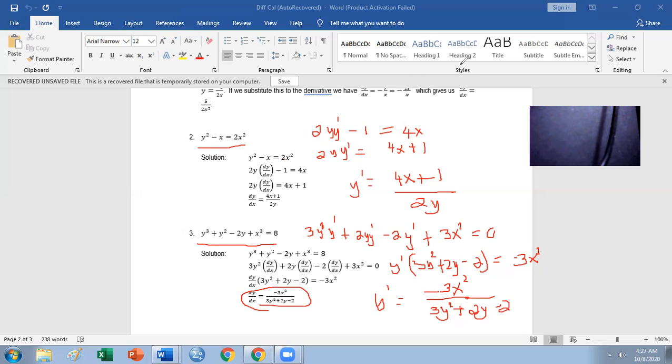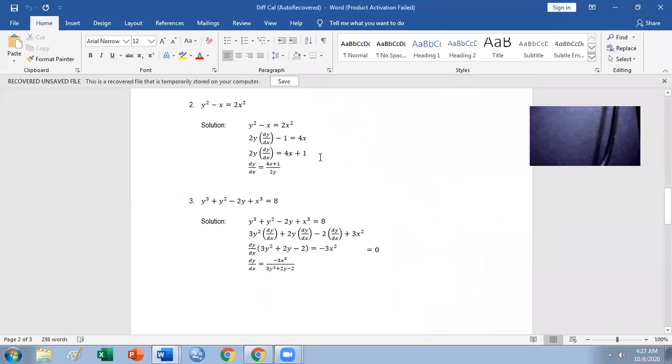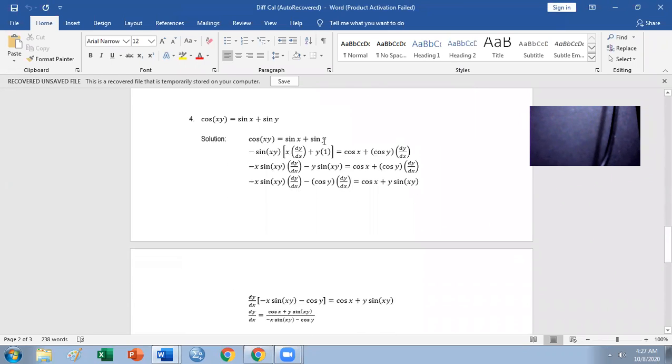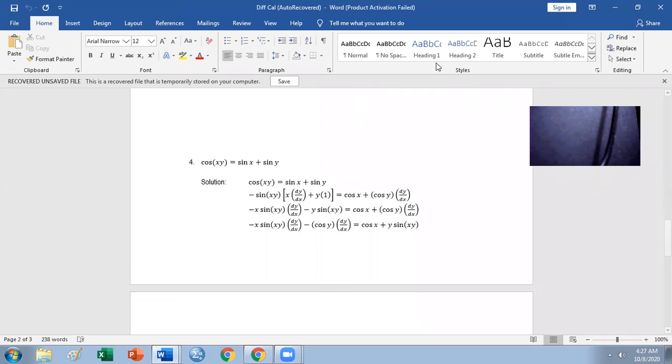Okay, let's continue. This one, number 4. So cosine xy is sine x plus sine y. So derivative of cosine xy is negative what? Sine of xy times the derivative of xy, which is xy prime plus y.